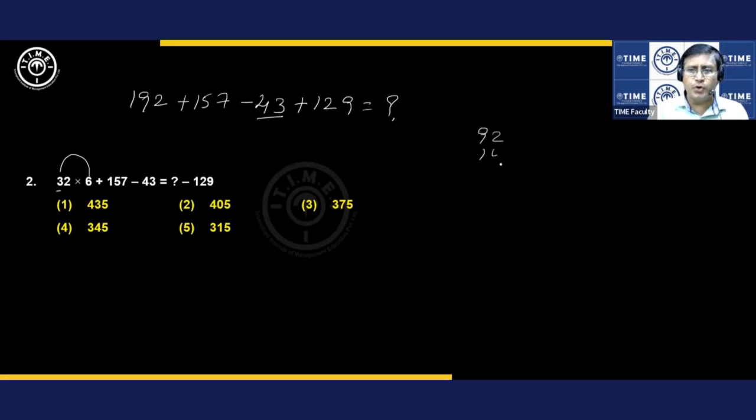192 plus 14 plus 129. How much is the sum of all these values? 2 plus 9, 11, 1 carrying. 1 plus 9 plus 1 plus 2, that is 13. So what is the result? The result contains 35 as the last two digits. So what is the right option here? The right option is option number 1. I am not finding the value of the remaining part of the question because only one option is satisfying. Last two digits is 35.